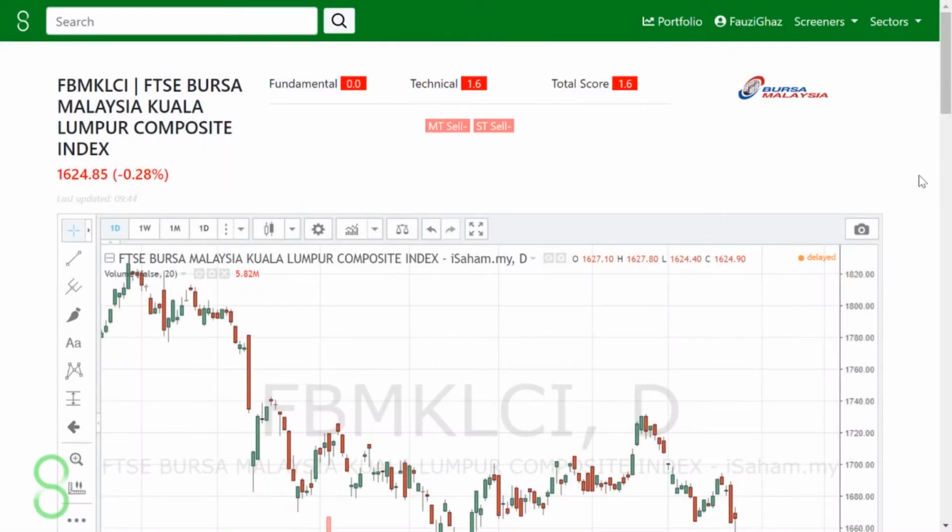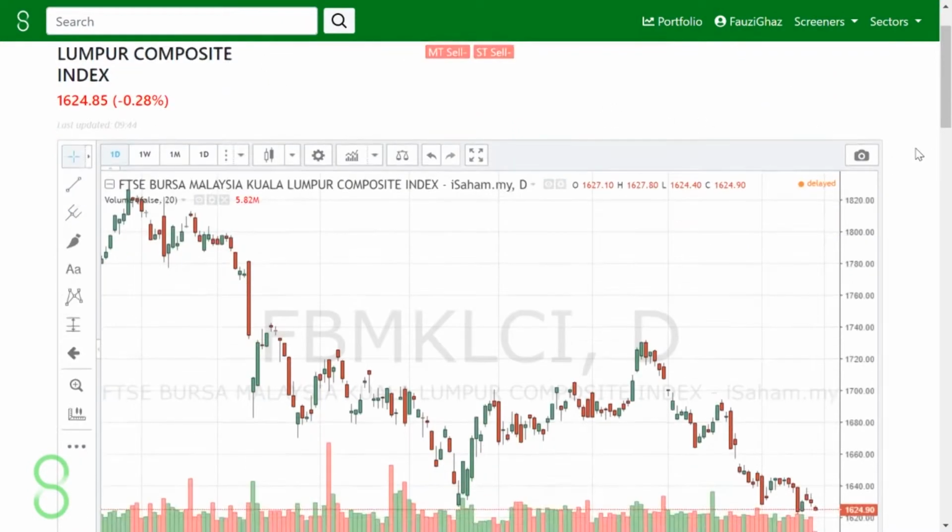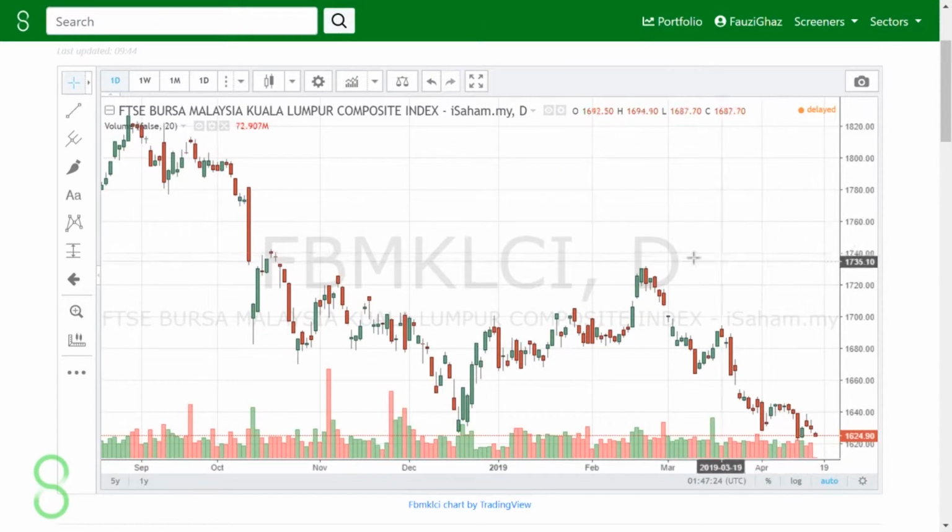First off, we have the most simple way, which is looking at the FBM KLCI index. We just scroll down here and look at the chart. It is very visual. It's easy for people to understand. If the chart's going downwards, that means the market's not doing well. If it's going up, then the market's going great. As you can see right here, very easy because it's visual.